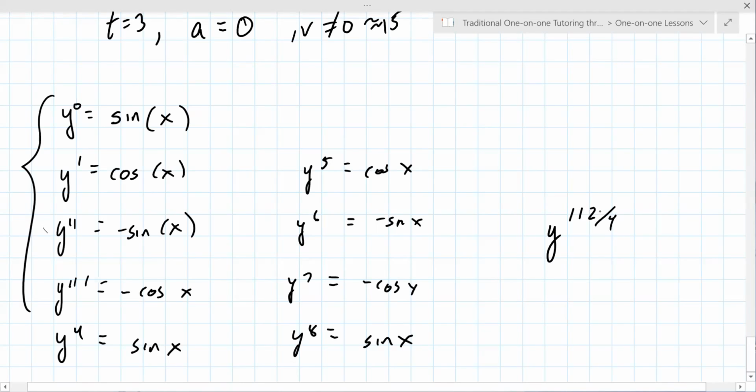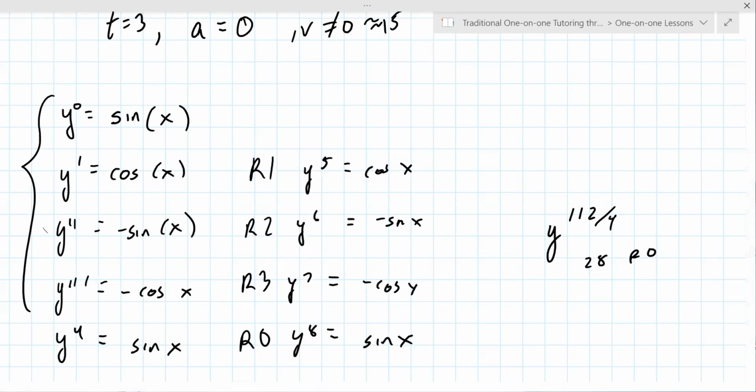So 112 divided by 4 is 28. So it has a remainder of 0. So the 0 is this last one. Oh, so if it was like 113 divided by 4, it would be cosine. That's right. That's how you do it. Gotcha. Okay. This is remainder of 1, remainder of 2, remainder of 3, remainder of 0. Okay, that makes sense. Okay, so now what do you want to look at for game plan 3.4, 3.5?